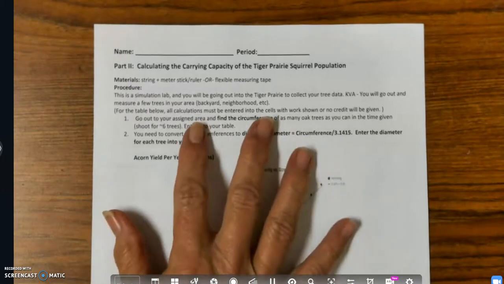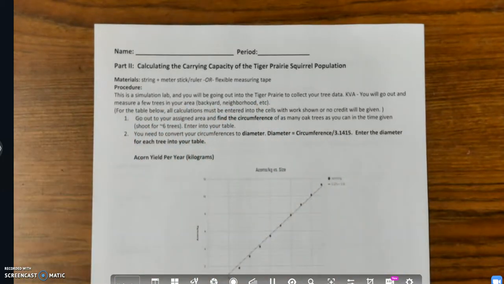So for people that are doing face-to-face, you went out, you got some data from your trees, you got your circumference data. Because one of the ways that we can look at how many squirrels our Tiger Prairie oak trees can support is by understanding how many acorns they produce. And the way that scientists do that is by calculating the diameter of the tree, and they have a very good correlation between diameter and the kilograms of acorns that are produced. We know how many acorns a squirrel needs, and therefore we can calculate that. So that's what we're going to do.